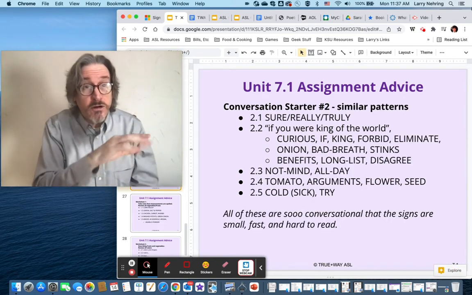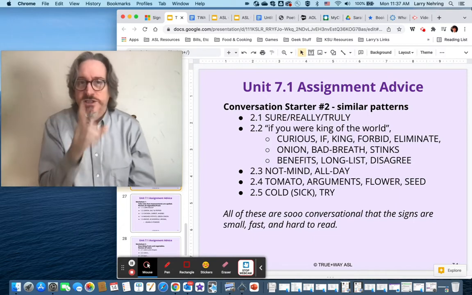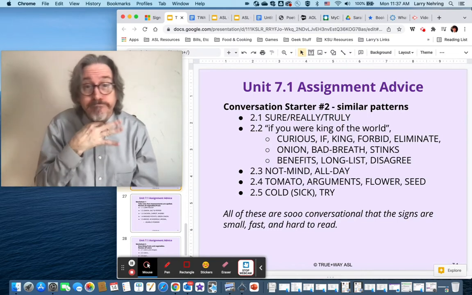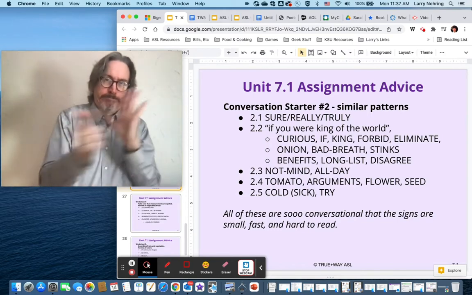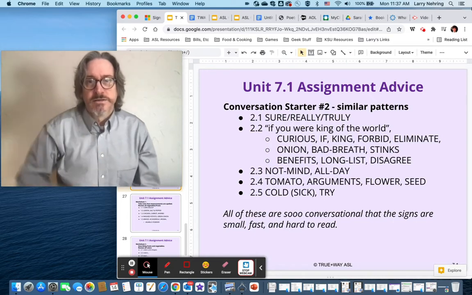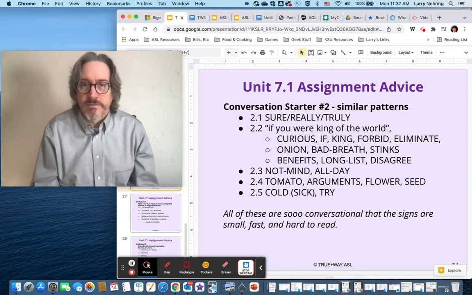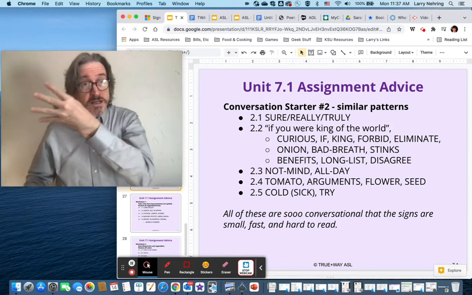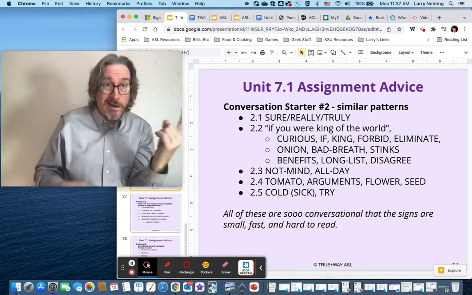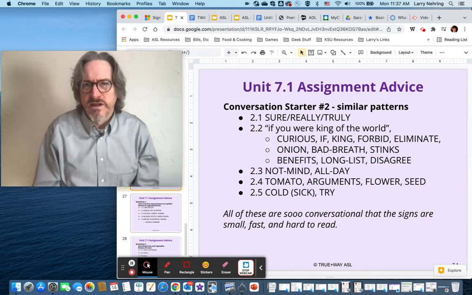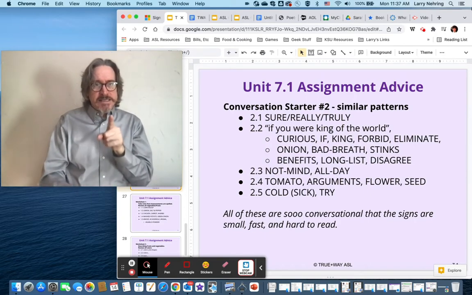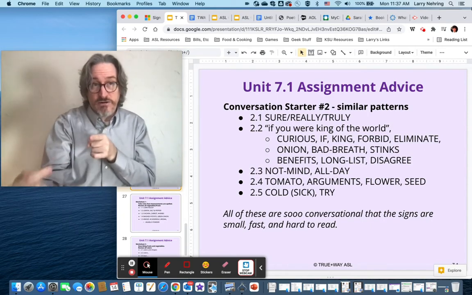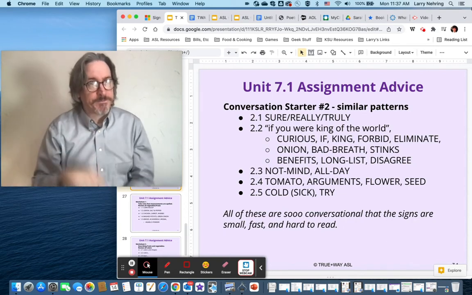Once again, for the second set of these questions, really? True? Okay. Same thing if you were king of the world. Then onions, bad breath, stinks. Blah, blah, blah. And then benefits, there's a long list of benefits and one negative. I believe he signs negative. So the last thing he signs is, I think, the opposite of you. I disagree. Okay.